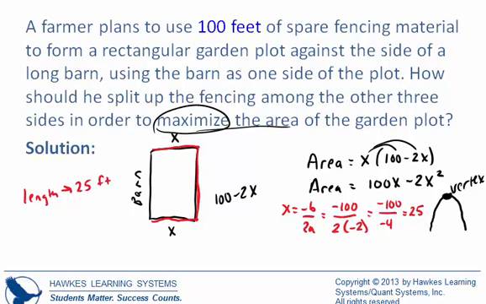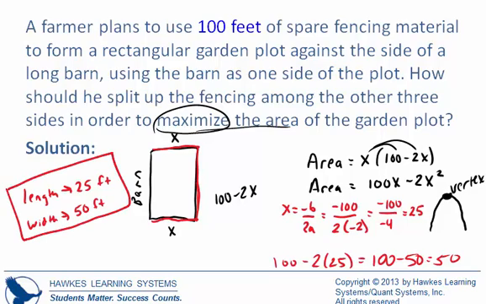And he needs the width to be, remember we're going to do 100 minus 2 times 25. So that will be 100 minus 50, which would be 50. And so how should he split up the fencing among the other 3 sides? In order to maximize the area, he should do a length of 25 and a width of 50.